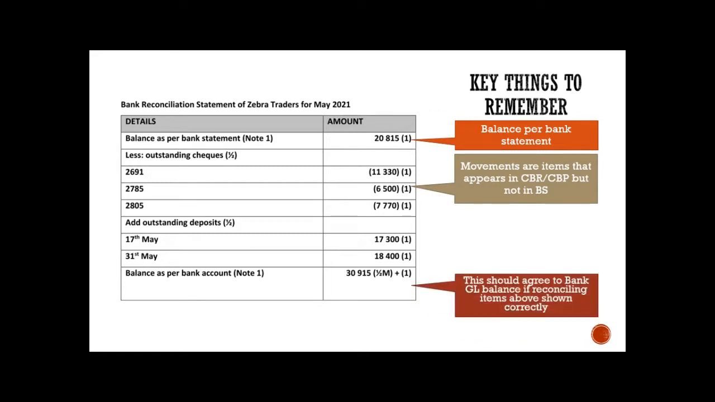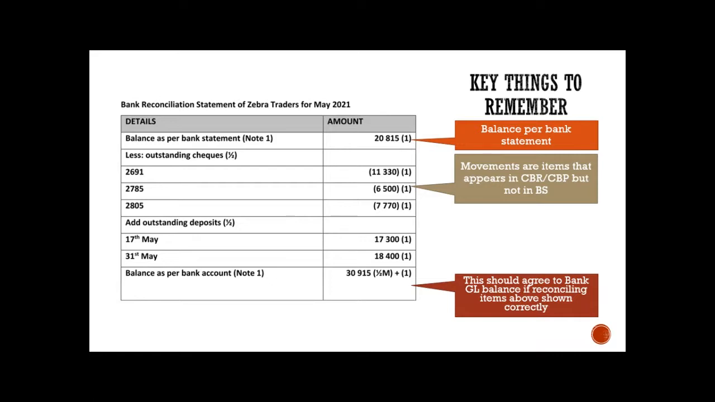And then just to repeat, that bank balance per bank account is what is the balance per the general ledger, your T account on the previous page. Okay, and then those two balances should be the same. Then you know you have done this reconciliation correctly.